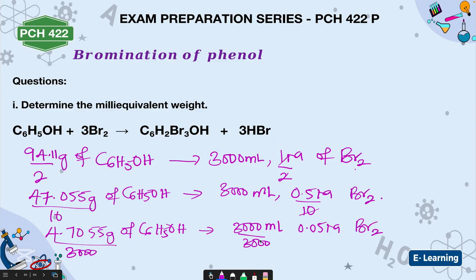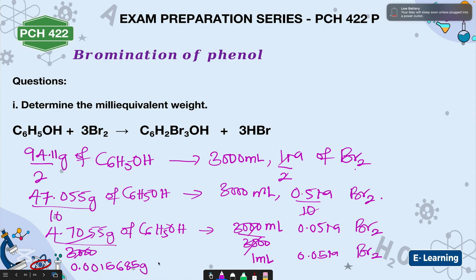Now, when you divide by 3000, this one cancels and will give us 1 ml, 0.05 mole bromine. And when you divide, this will give us 0.0015685 gram of C6H5OH.